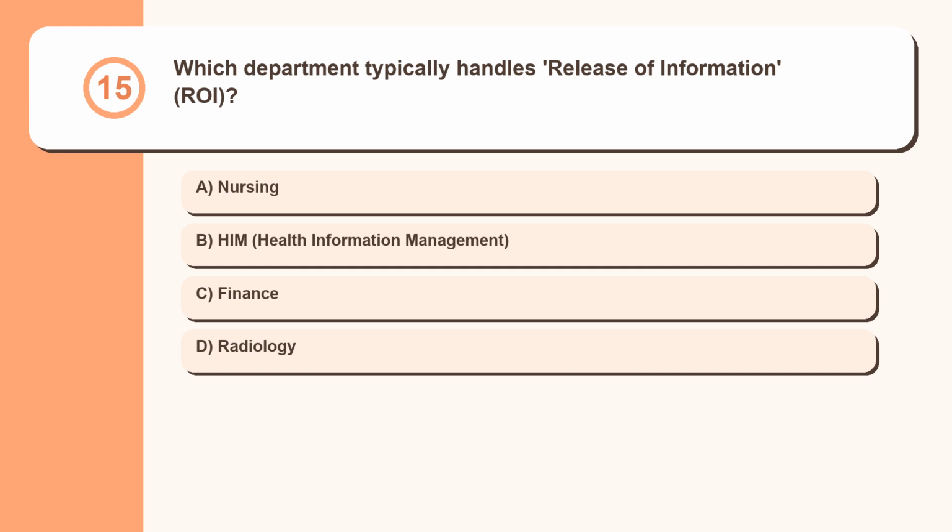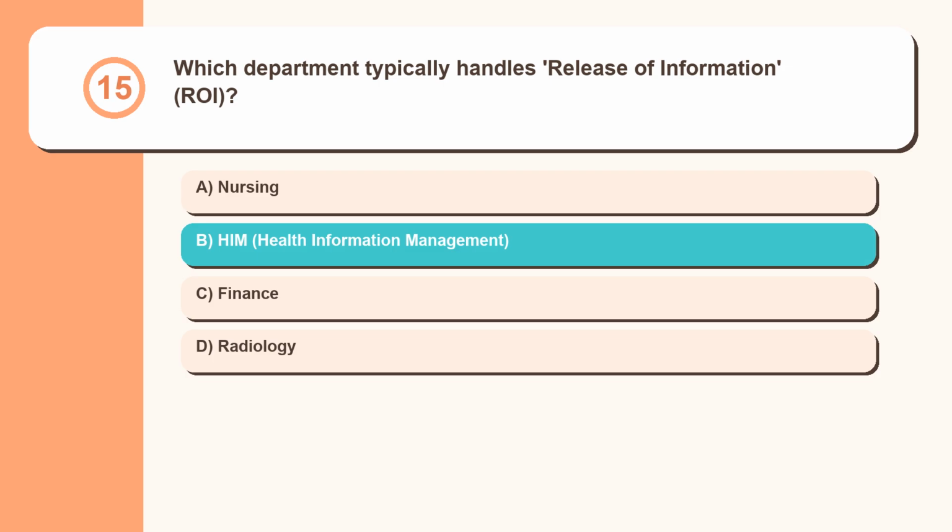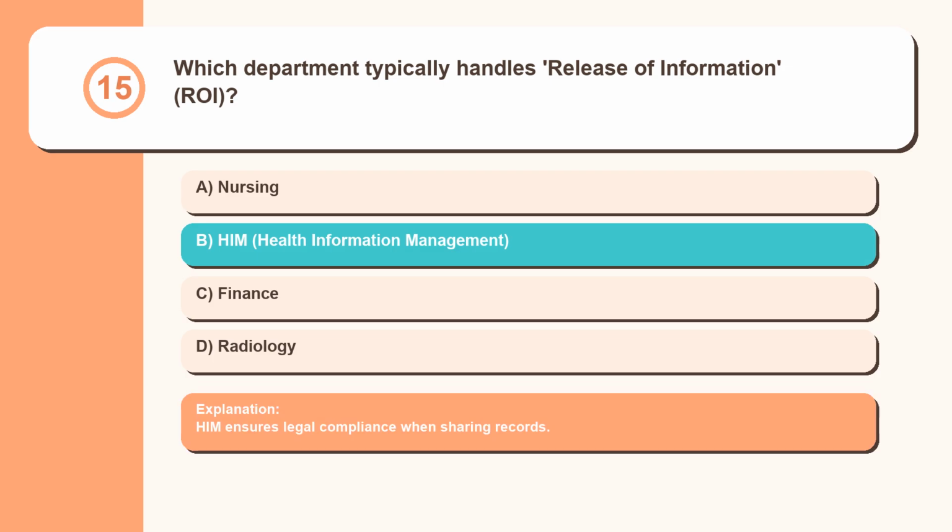Question 15. Which department typically handles release of information? ROI. Nursing. HIM, Health Information Management. Finance. Radiology. HIM ensures legal compliance when sharing records.